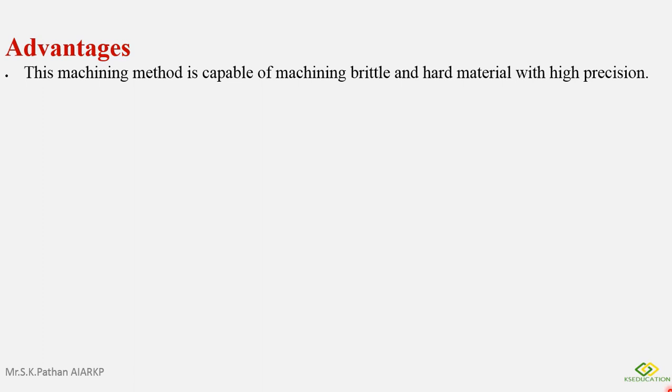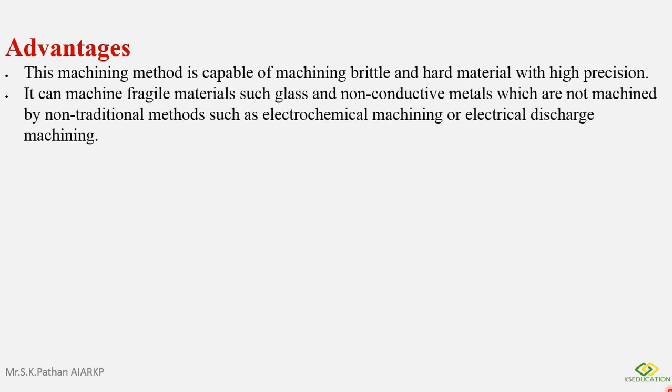Advantages: this machining method is capable of machining brittle and hard material with high precision. It can machine fragile material such as glass and non-conductive materials which are not machined by non-traditional methods such as electrochemical machining or electrical discharge machining. So these are the drawbacks of EDM and ECM, which are not able to cut fragile materials. This is possible with the help of USM. It is capable of producing high tolerance parts.